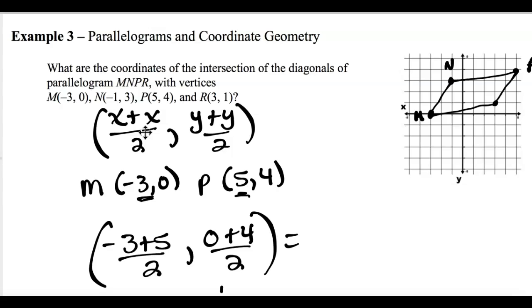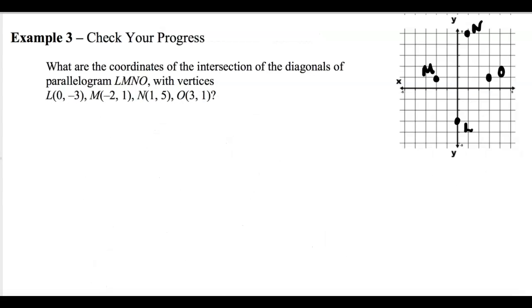So let's just do some calculations. Negative 3 plus 5 gives me 2. 2 over 2 gives me 1. And then 0 plus 4 is 4. 4 divided by 2 is 2. So we get our midpoint there to be 1, 2. Go ahead and try the next one, and then we'll get together and see how you did.